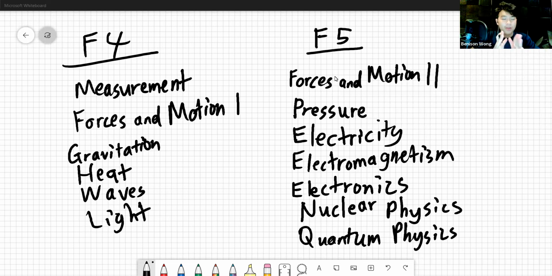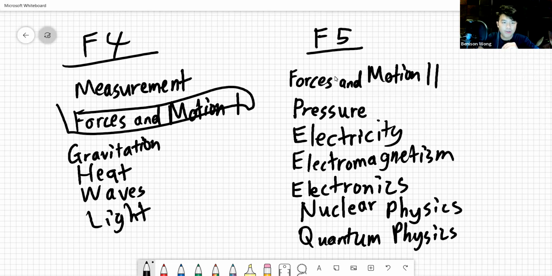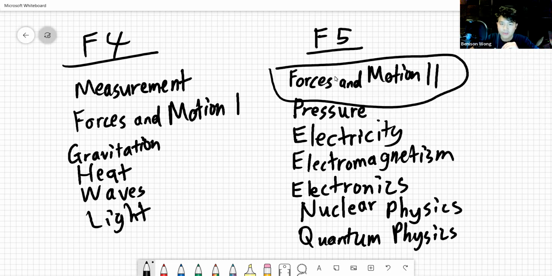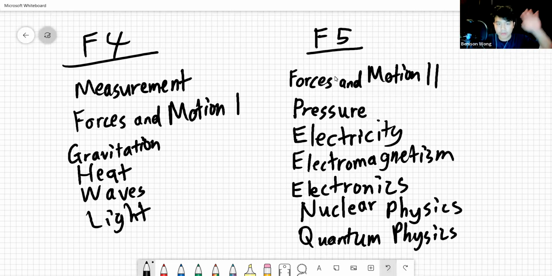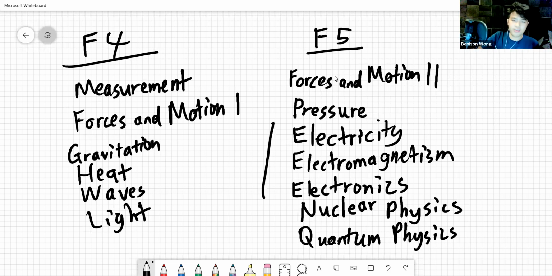So I want you to know one thing is that for your Form 4, these are the topics you learn in your Form 4, and these are topics that you learn in your Form 5. Whatever you learn in your forces and motion part 1, you must remember all the way until this. Today I'm going to teach you forces and motion 2. Whatever you learn in your Form 4, you must remember until your Form 5, because whatever you're going to do today, you're going to apply what you learned in Form 4. Same goes for these 3 chapters.